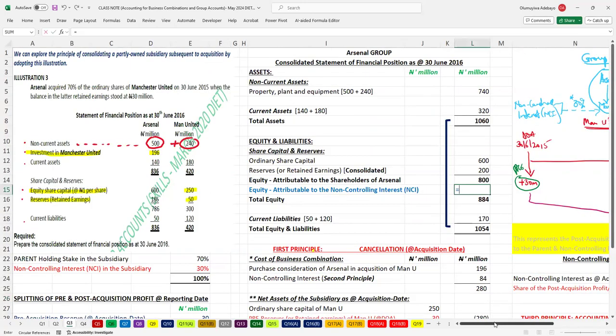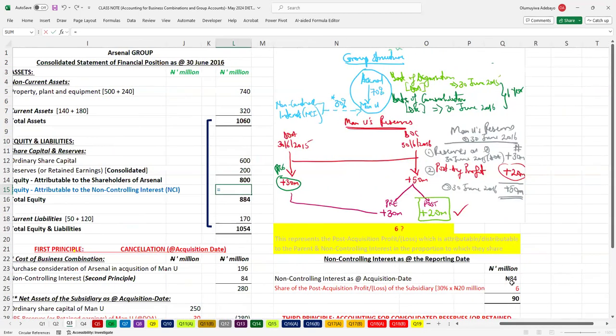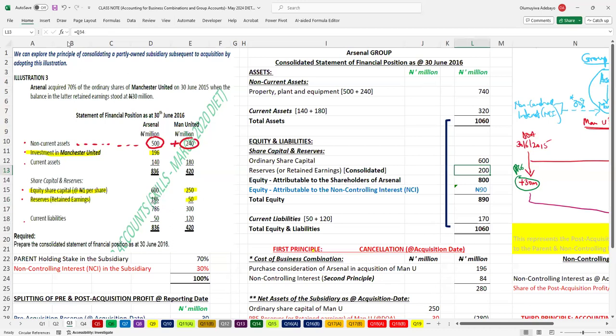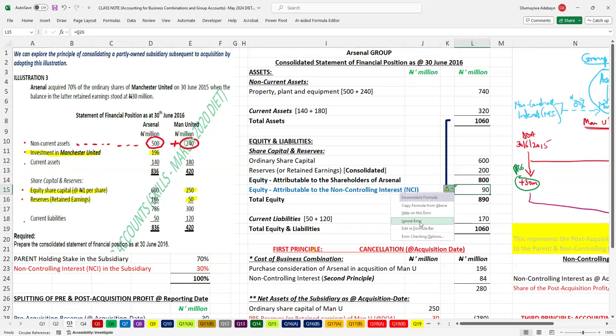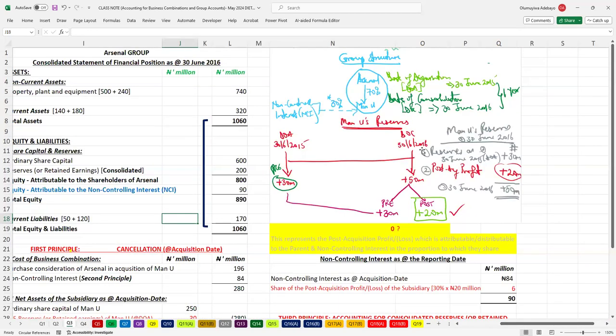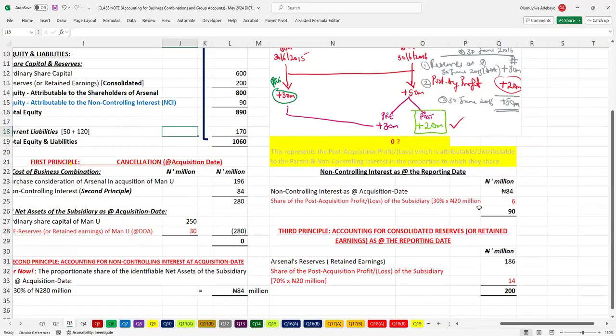Therefore, we come here and say it's no longer 84 because we are reporting as at a year after, and a year after it has risen to 90. And on that premise, we are able to arrive at the same position, which is what we have simply done at this point: to introduce us to the fact that post-acquisition, there might be profit or loss being the movement between the reserve at acquisition and the reserve at reporting date. And that reserve or profit or loss will be shared between the parent and NCI, okay? And the portion you share to the NCI will change the value of the NCI from what it was at acquisition. And the portion you allocate to the parent will increase or decrease the parent retained earnings and give what we consider as consolidated retained earnings.